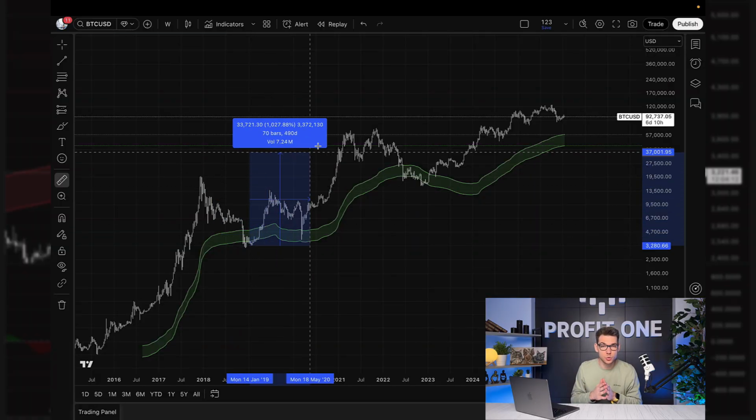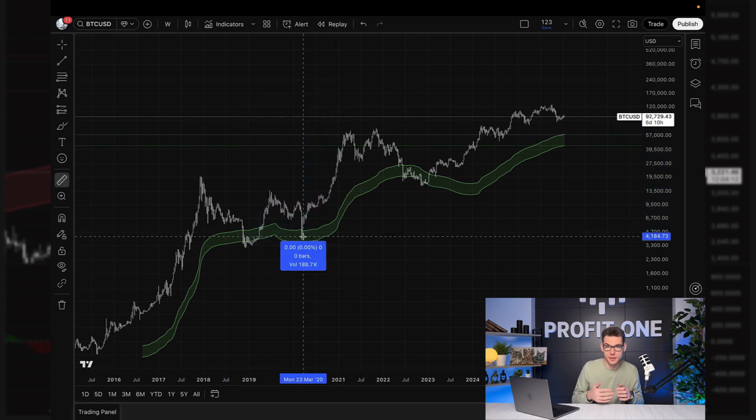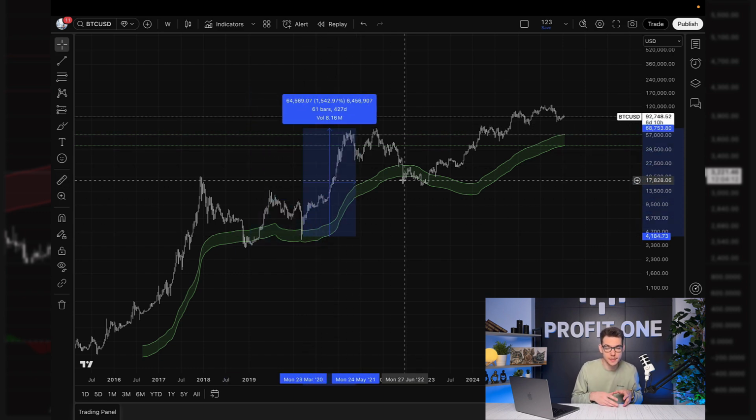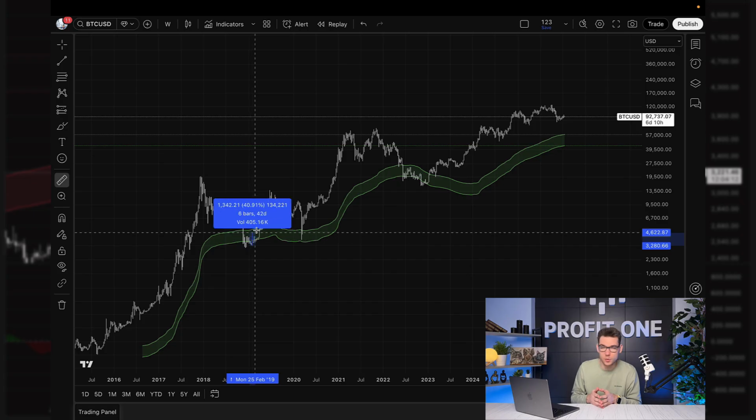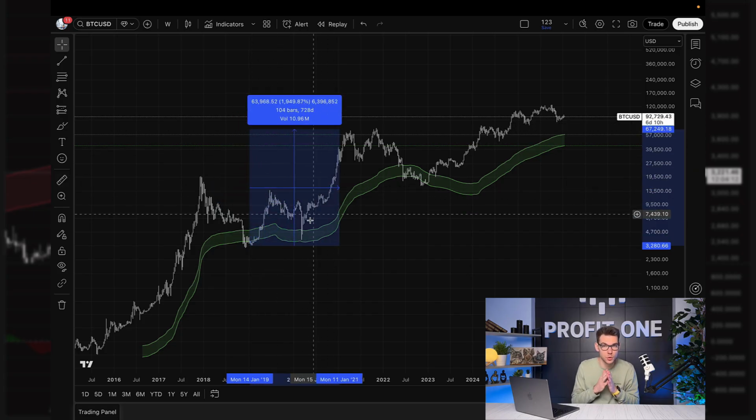Let's even take a look at the weekly chart. The green line for Bitcoin. This is the bottom in 2020. This is the bottom in 2018. This is the bottom in 2022. It's always the most precise bottom for Bitcoin on the weekly chart.